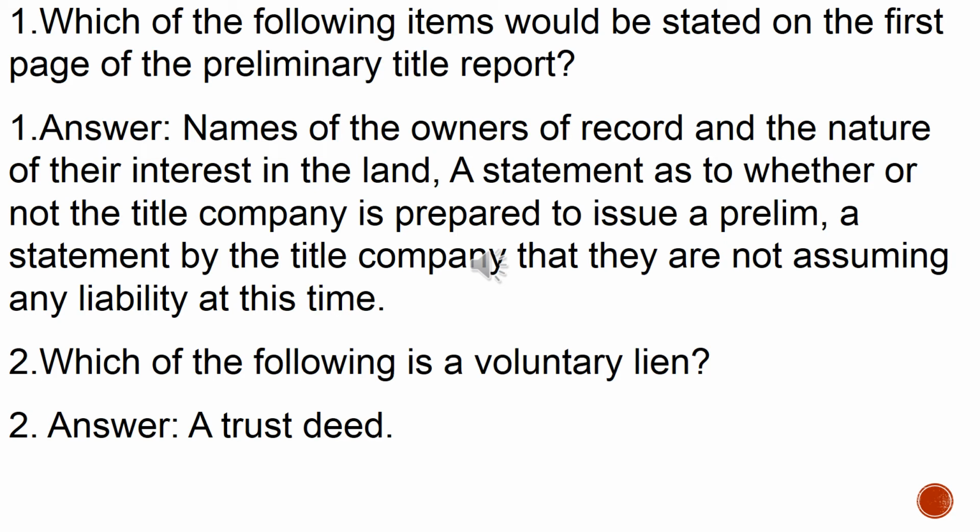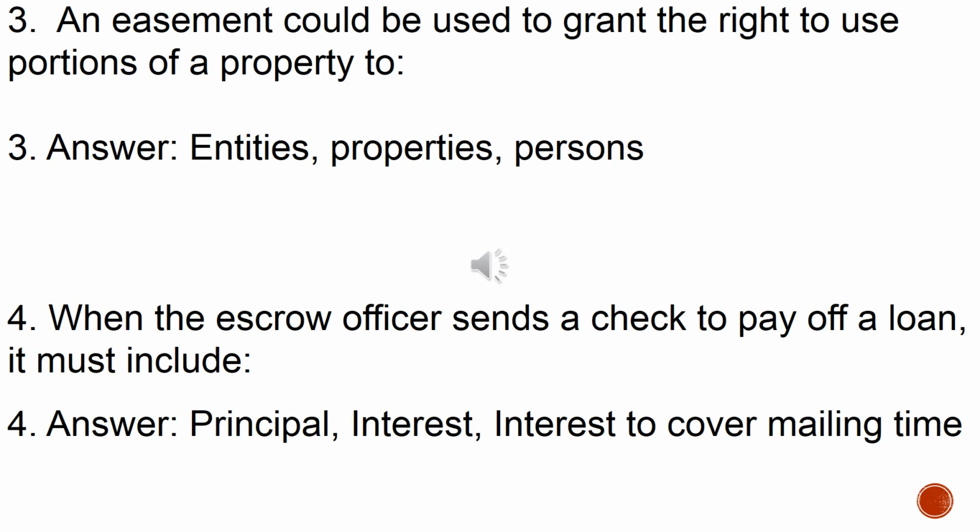Question number 2. Which of the following is a voluntary lien? Answer: a trust deed. Question number 3. An easement could be used to grant the right to use portions of the property to? Answer: entities, properties, persons.